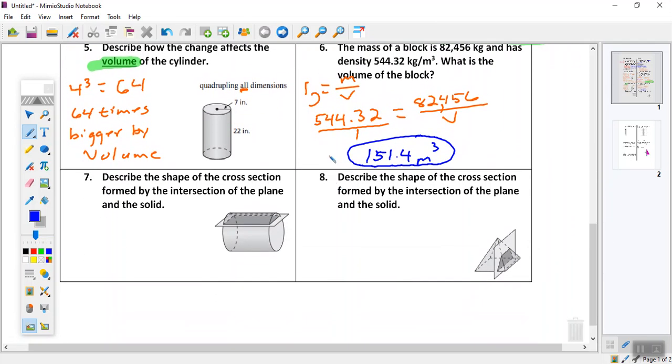Seven. If anybody misses 7 and 8 tomorrow, I'm going to be upset, okay? Describe the shape of the cross section formed by the intersection of the plane and the solid. Kids, if I run a horizontal intersecting plane through this cylinder right here, what kind of cross section is shown? Anybody? It's a rectangle. And guys, we've looked at vertically intersecting a plane with a square pyramid in the past. What shape is formed over there in that cross section? Trapezoid, okay? Those are gimme points, I think.